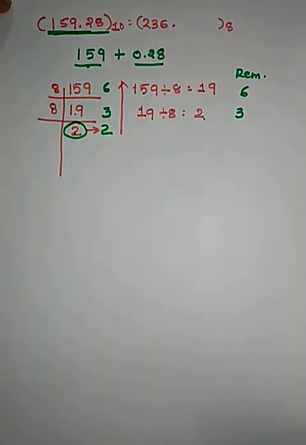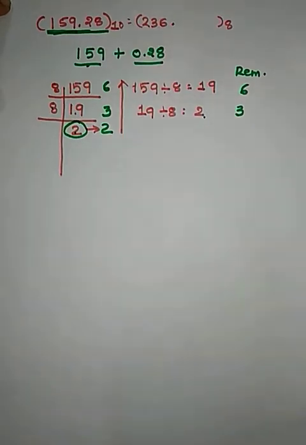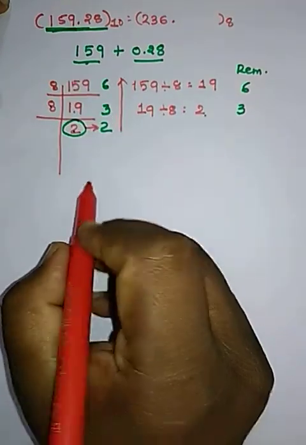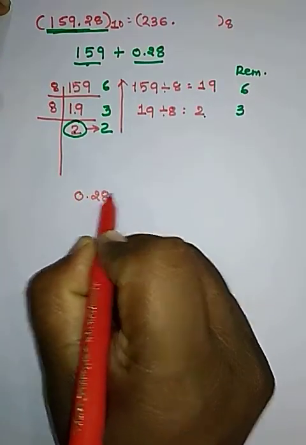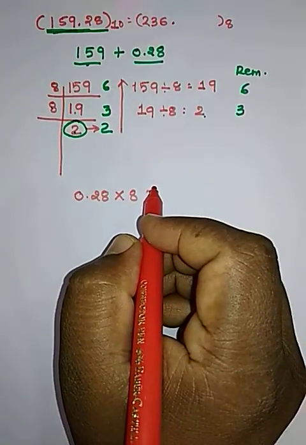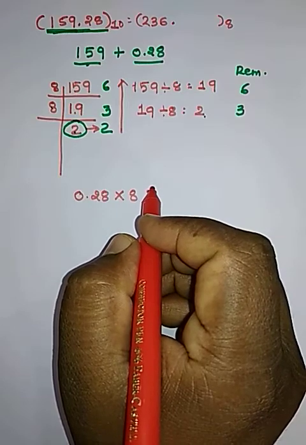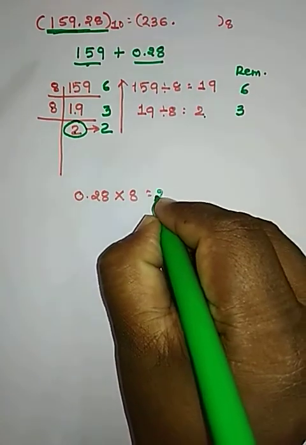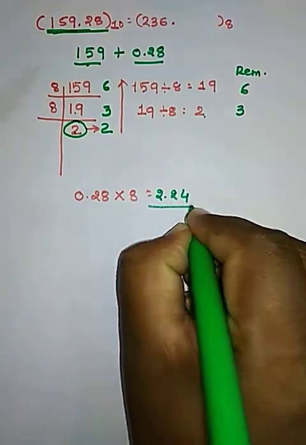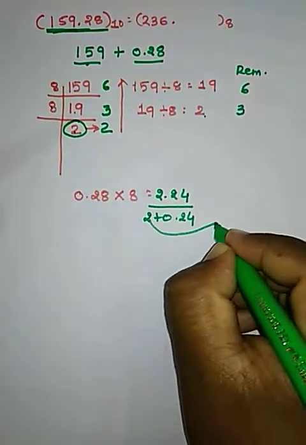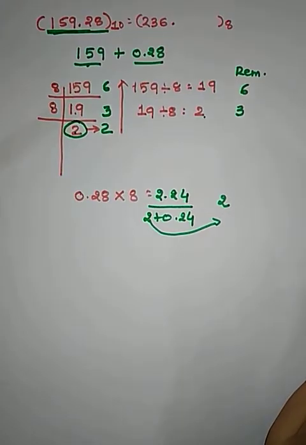Next we are going to convert 0.28. Just as we divided before, now we multiply. So 0.28 multiplied by 8. What will be the answer? 2.24. Here note that it is 2 plus 0.24. This 2 will be written separately here. We go to the next procedure.